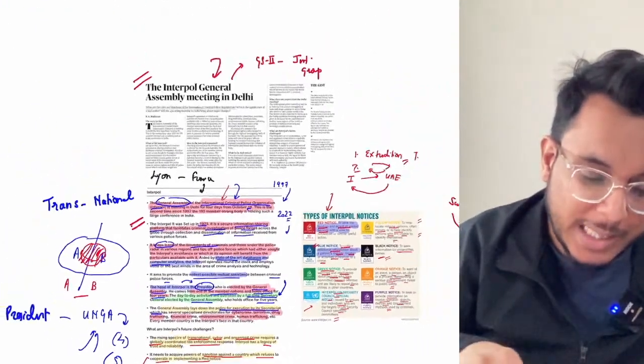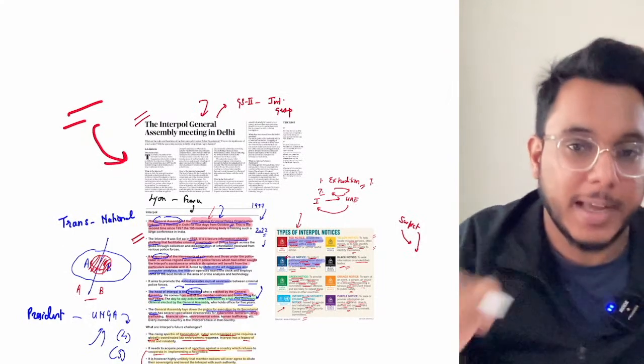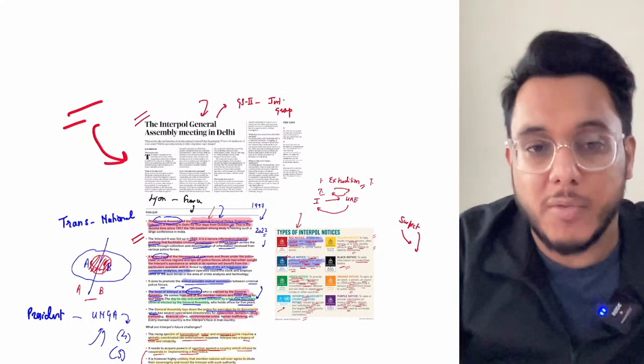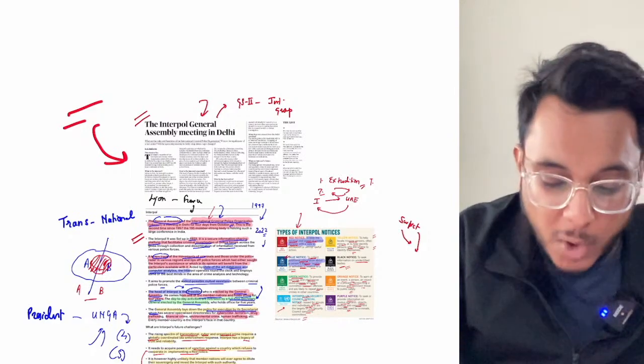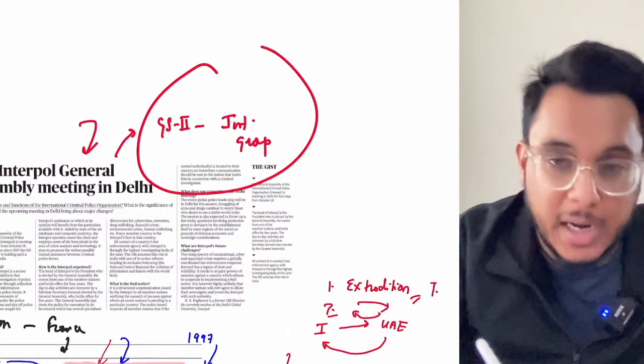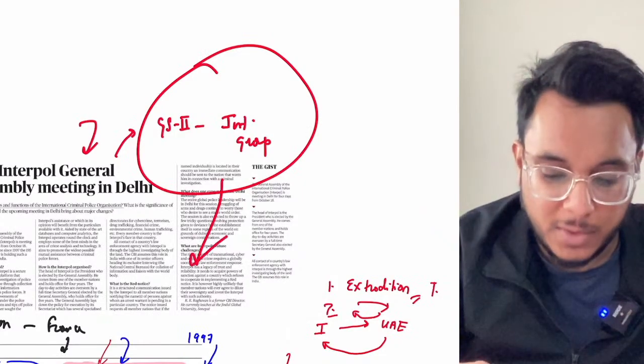So this is all, guys, about the Interpol and related issues that have come in the news. I hope you have understood all these issues, and now we'll move to the next article, a very important article under GS paper number 2, international groupings, as we have discussed. Okay, moving on.